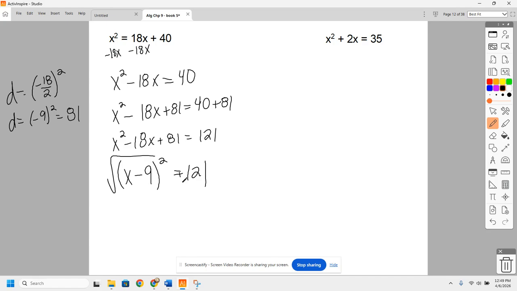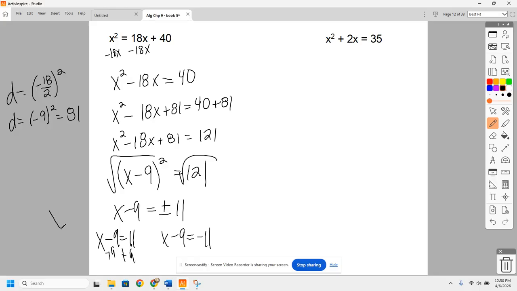Square root both sides. X minus 9 is equal to plus and minus 11. X minus 9 equals positive 11. X minus 9 equals negative 11. Add 9 to both sides. X equals 20. Add 11, add 9. X equals negative 2.